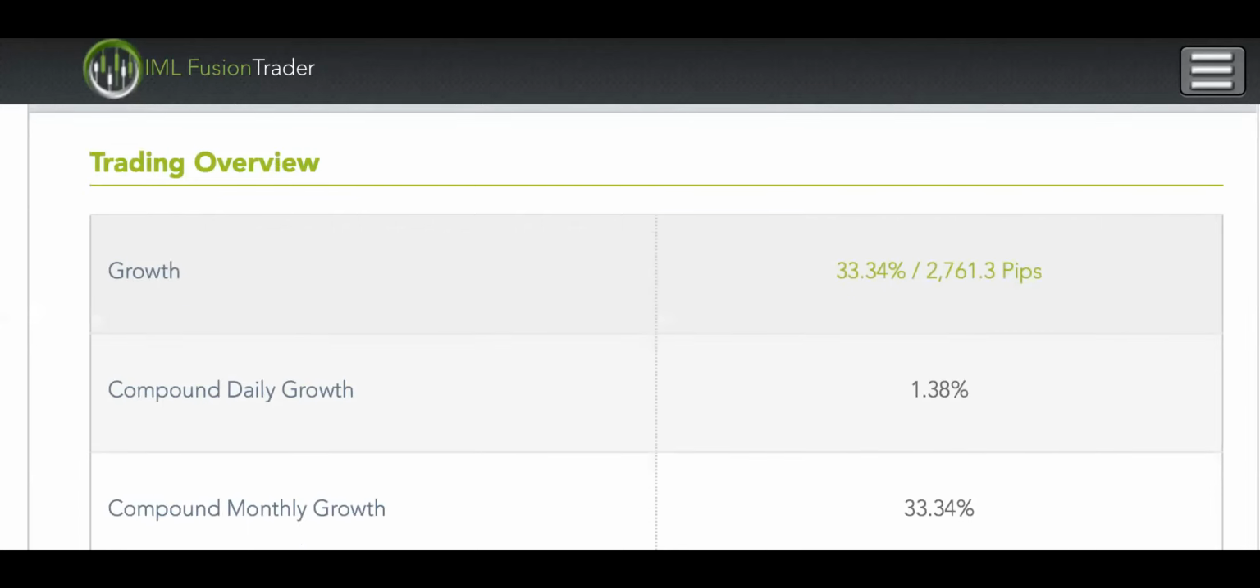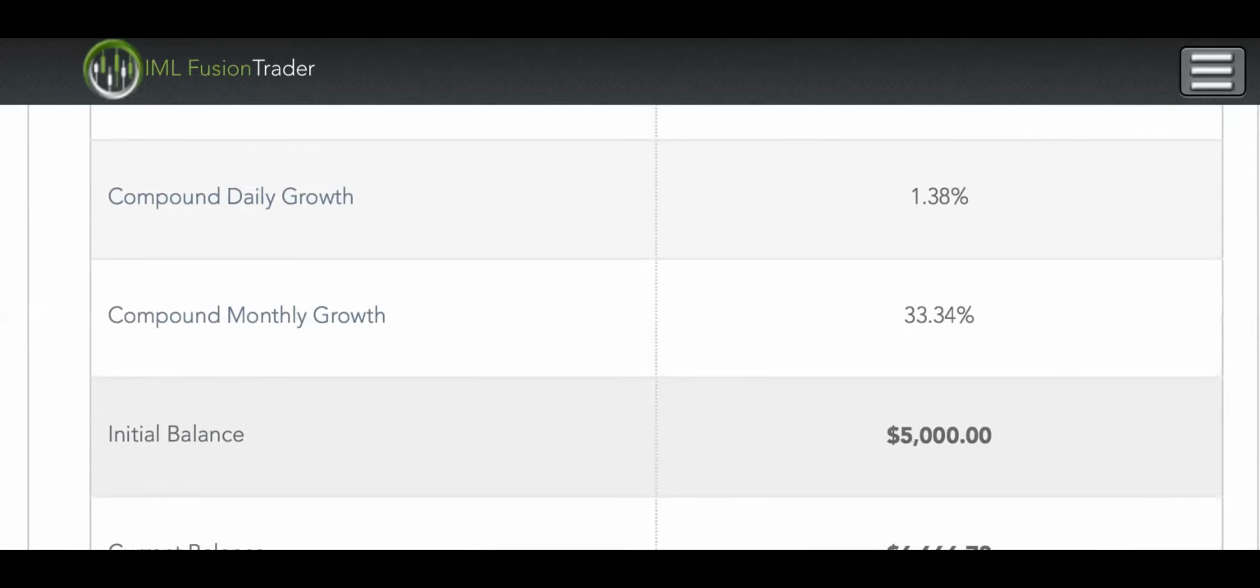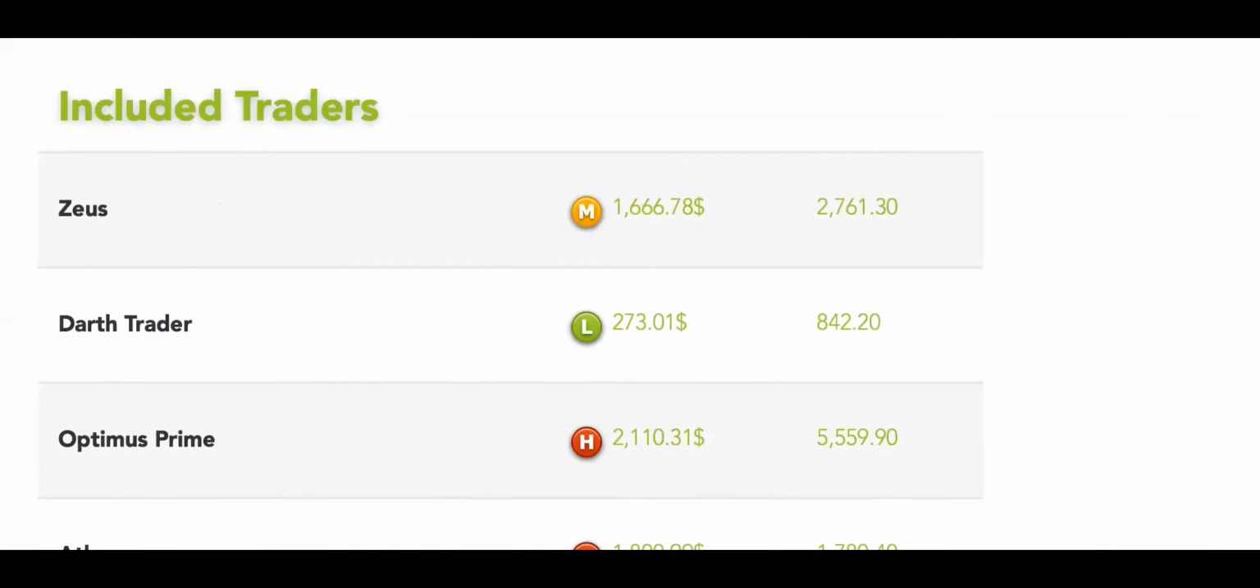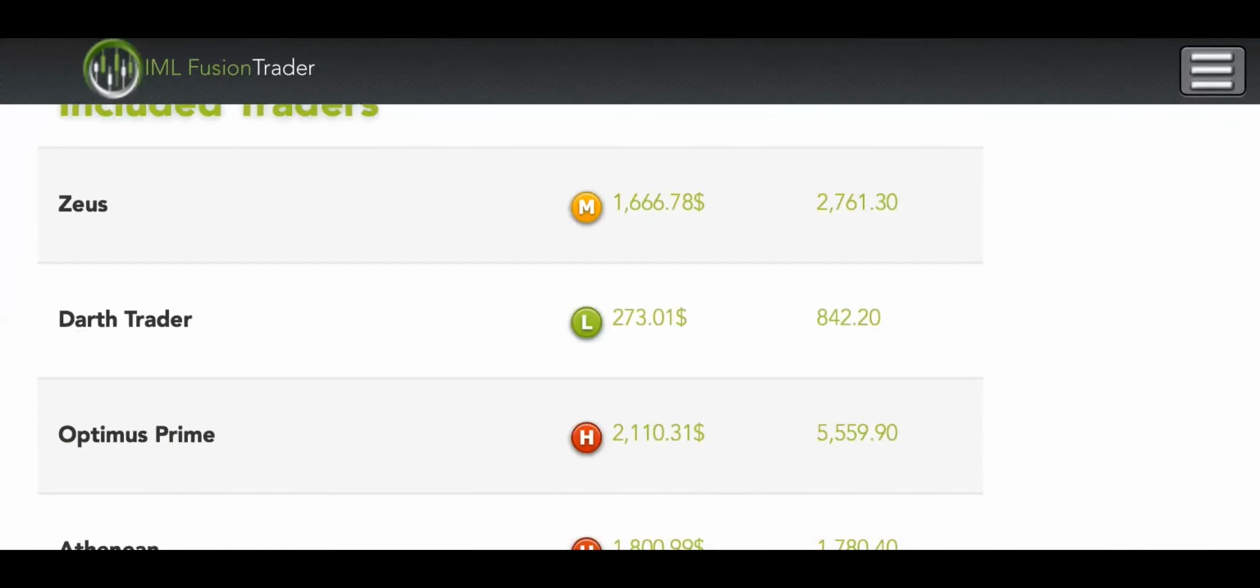So the compound daily growth average for this particular trader, Zeus, I forgot who I was looking at, is 1.38%. Let's do another simulation with this real quick. Then I'm going to show you this last thing, and then we're going to switch gears. If you have questions, definitely make sure you're posting those questions, and I'll be happy to answer them as we go. If I need to go back over anything, let me know.